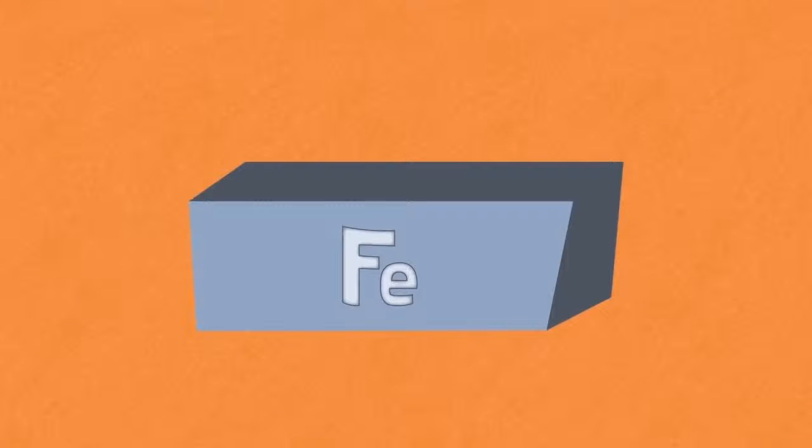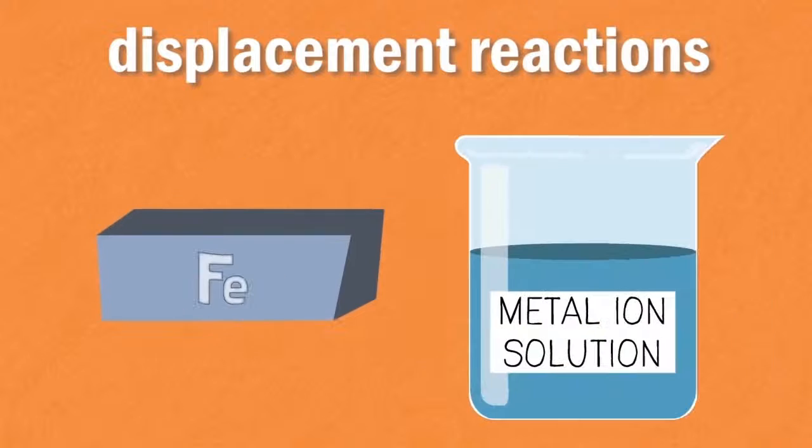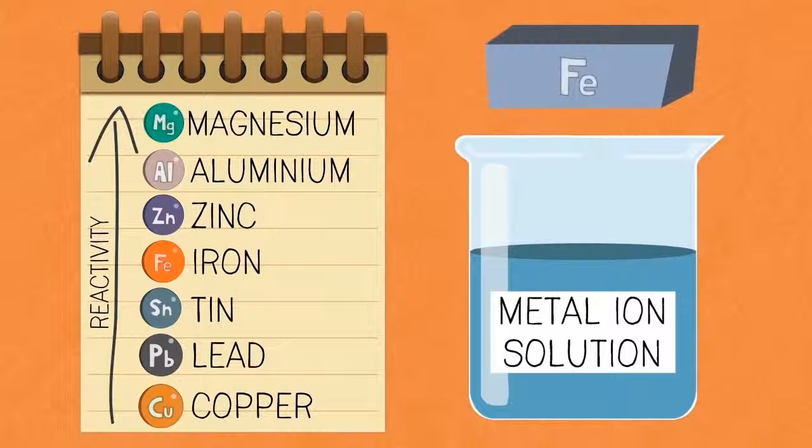Iron in its solid state may take part in some displacement reactions. It depends on what metal ion solution it is reacted with. Here's a challenge. Using the reactivity series, what metal ions will be displaced from their counter ions using iron?